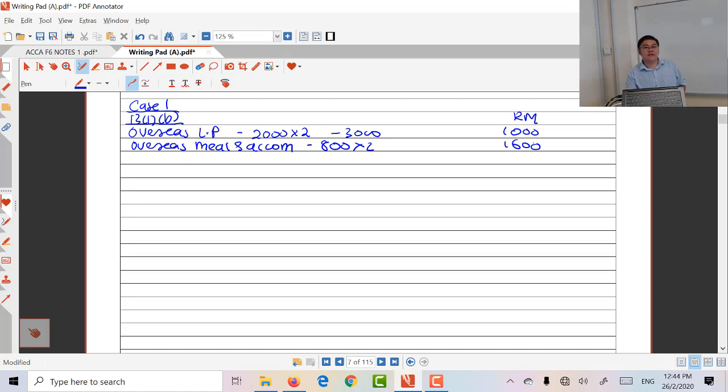Now, what about case 2? Now, Edwin is now given a free leave passage to Kota Kinabalu with his wife. The value is 3,005 and that's inclusive of meal and accommodation. Now, this is a local leave passage. And it will include meal and accommodation. I just use M and A. Now, that will be exempted. See, it's quite straightforward, right? For local, it will be exempted.